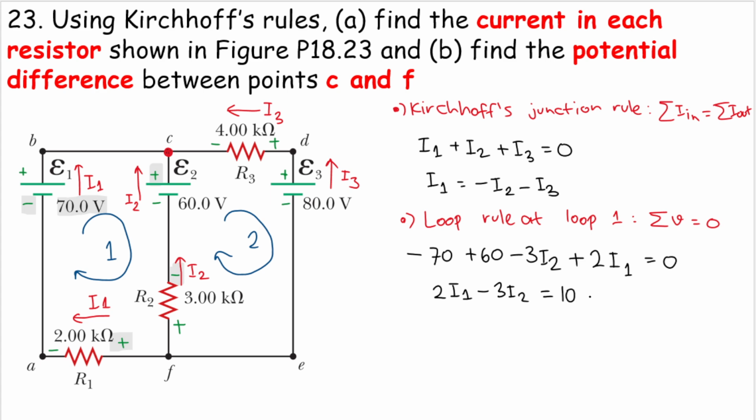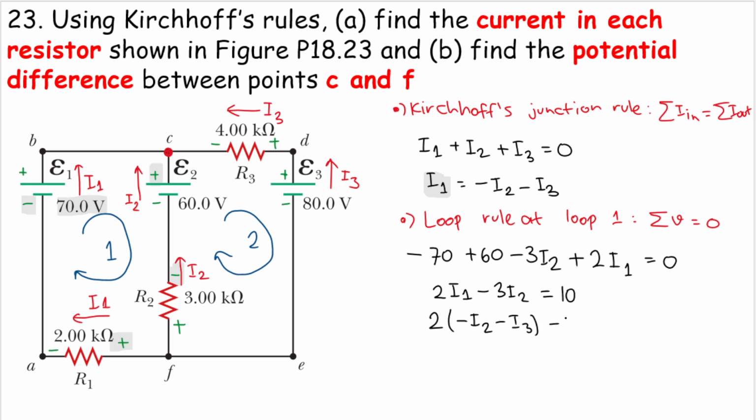Good. And then what else can we have? We can have this I1 here as minus I2 minus I3. Okay, now let's plug that in. So I will have I1 is minus I2 minus I3.